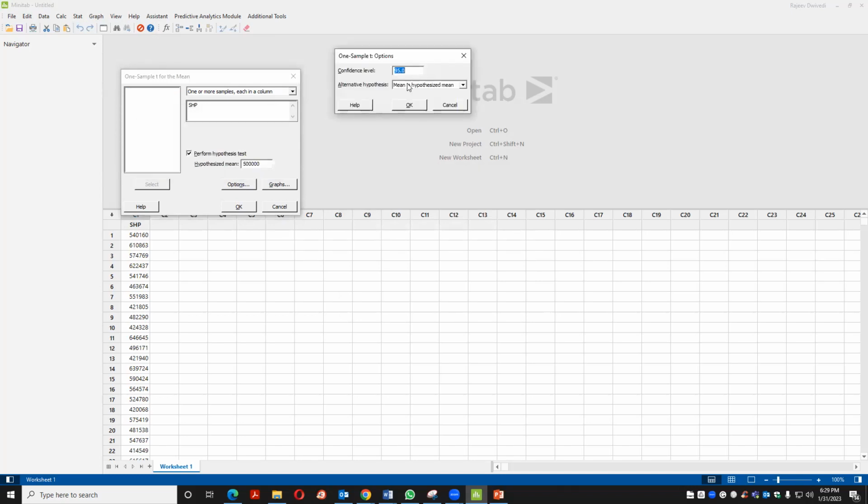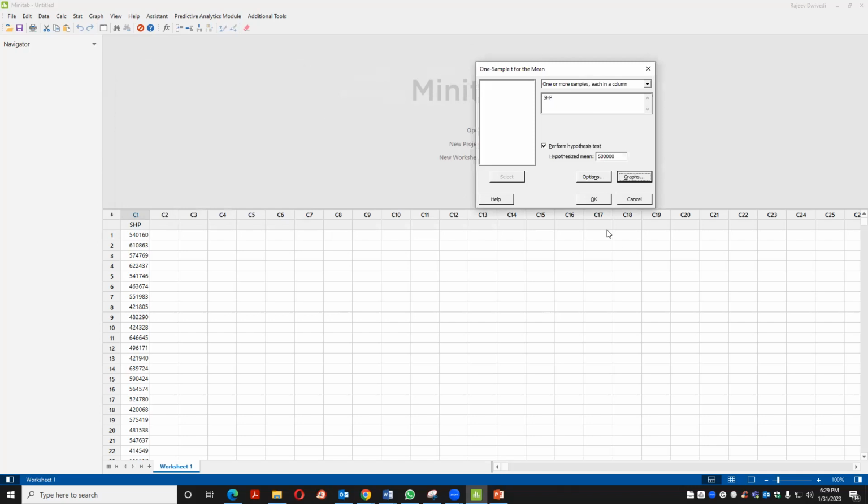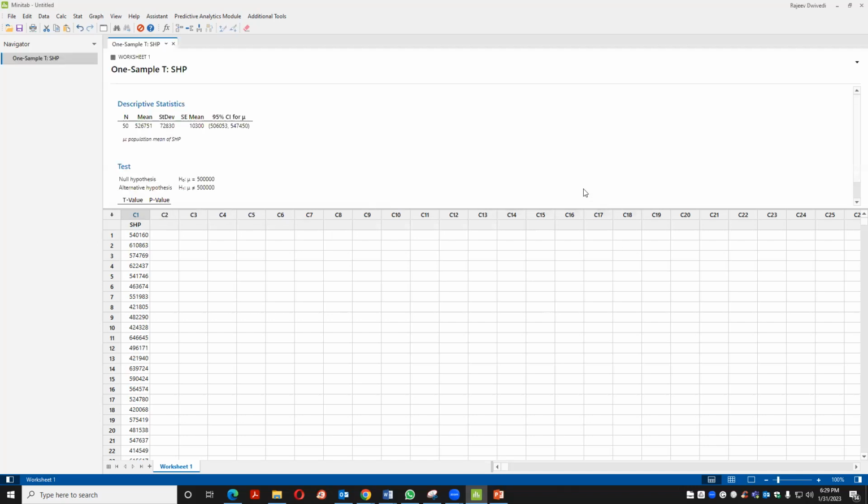There are three options here. First, not equal. Second is less than. And third is greater than. What is the meaning? This is only writing the alternative hypothesis. We will talk about this later. This is not the null hypothesis; this is the alternative hypothesis. Here we have different graphs, but we are not going to use them. Now we get the answer after clicking this.